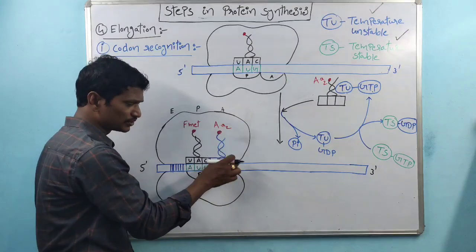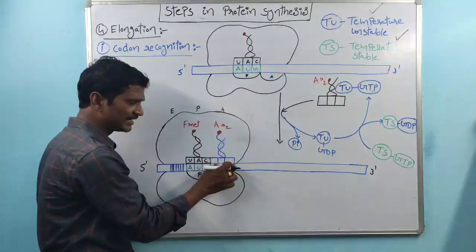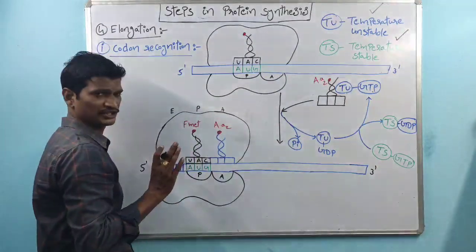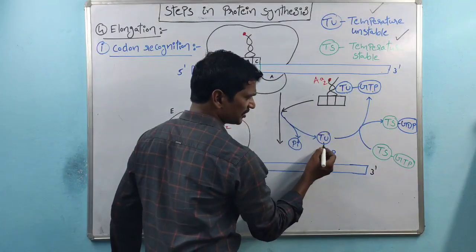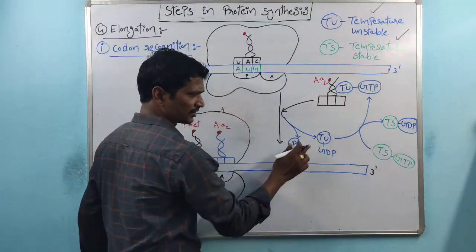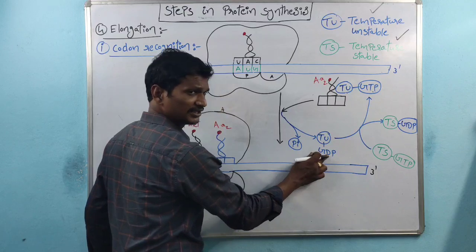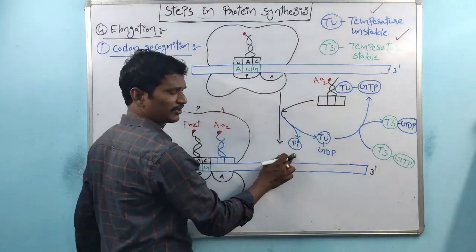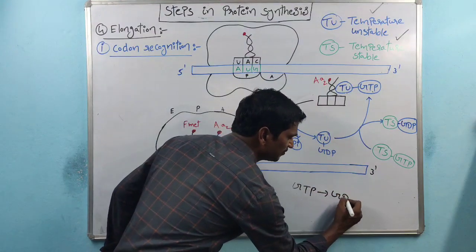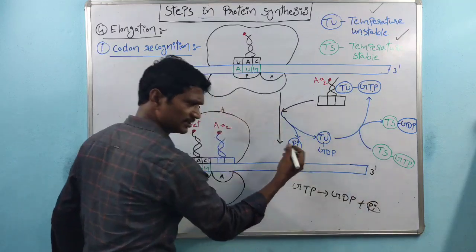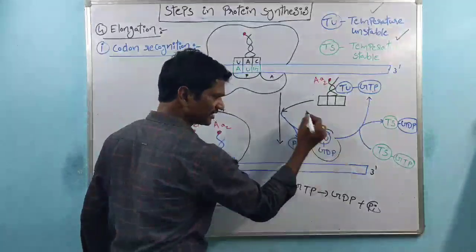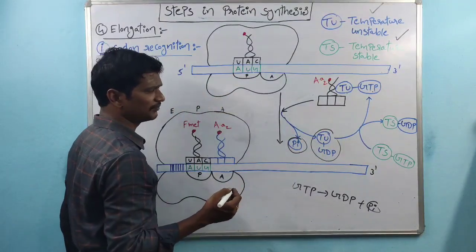Once the binding takes place, during codon and anticodon interaction, GTP hydrolysis takes place. The energy utilization takes place, right? Once the binding takes place, the TU factor is released in the form of TU GDP and inorganic phosphate Pi. We know the GTP is hydrolyzed into GDP plus Pi. So same manner, this is one structure, TU GDP, and the other one is Pi, inorganic phosphate.